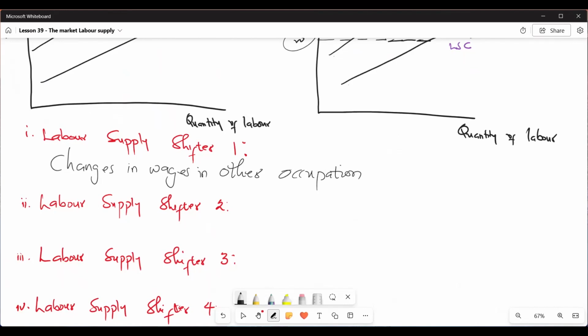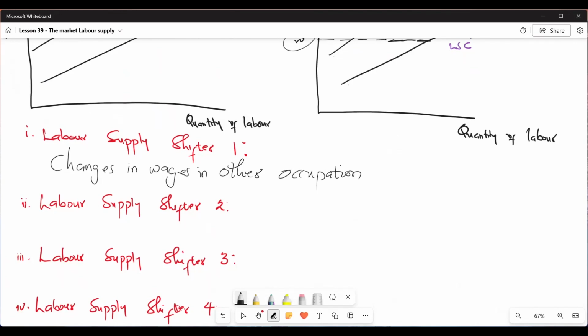People will switch from working in the fast food industry to working in grocery stores, since both jobs require similar skills. This will result in a shift in the labor supply curve to the left in the fast food industry. Now, if the wages of grocery cashiers fall, then people will also switch to the fast food industry because the two jobs require similar skills. And this is going to shift the fast food industry labor supply to the right.